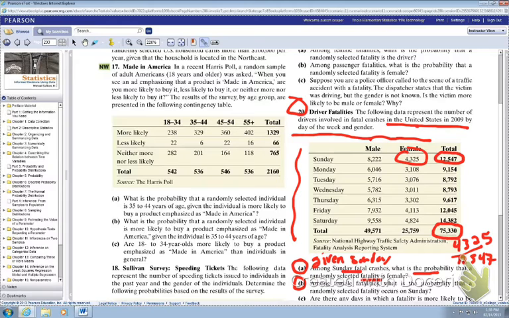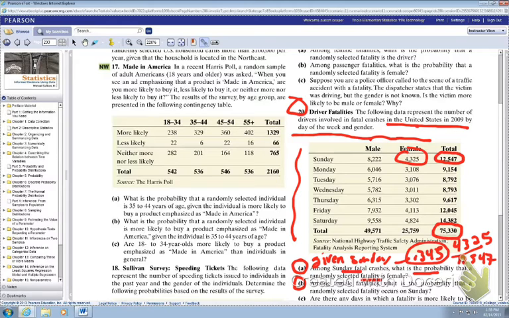Now let's go ahead and crunch that out. I'll do it with you. 4,325 divided by 12,547. We can respond in decimal form. So hopefully you're getting about 0.345 rounded. So the answer to that first one is about 0.345. Okay? So this is related to conditional probability because we're shrinking the sample space. We're saying given that it's Sunday, what's the probability that the randomly selected fatality is female?